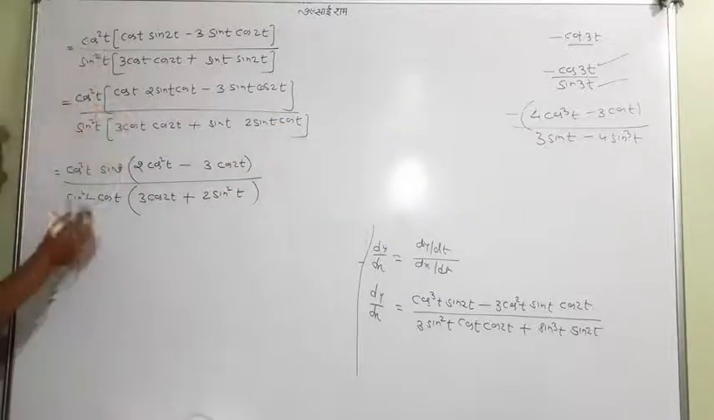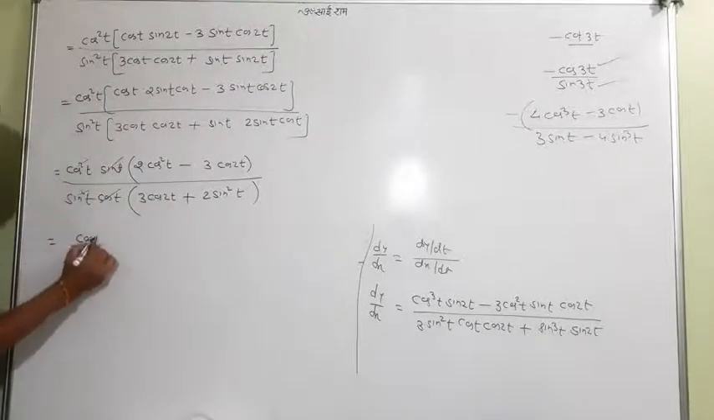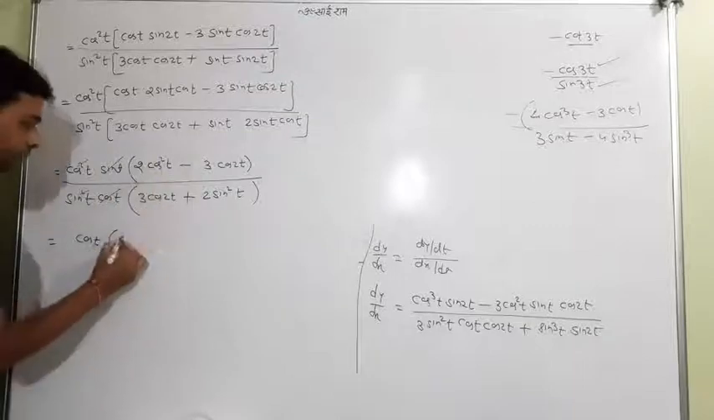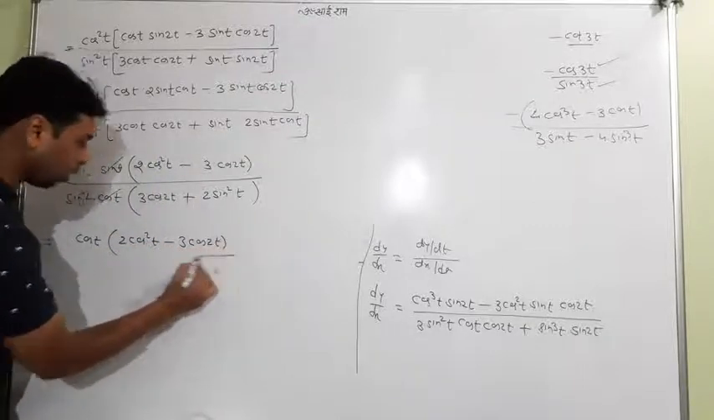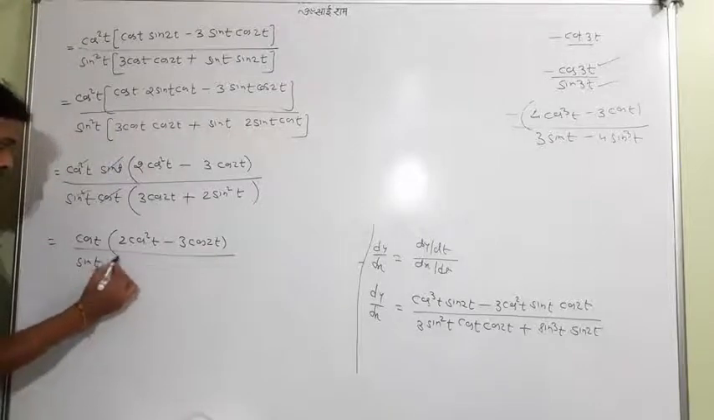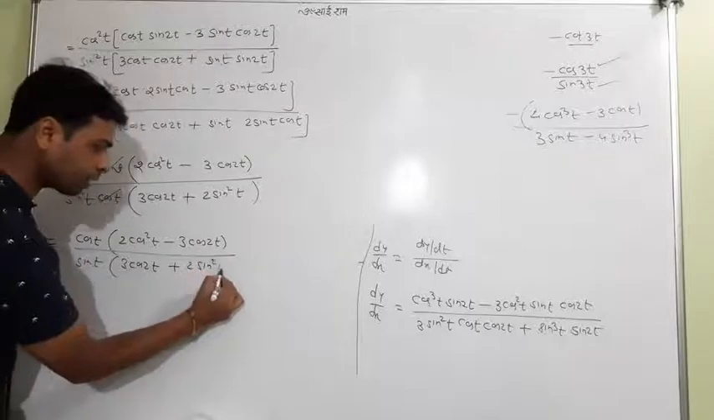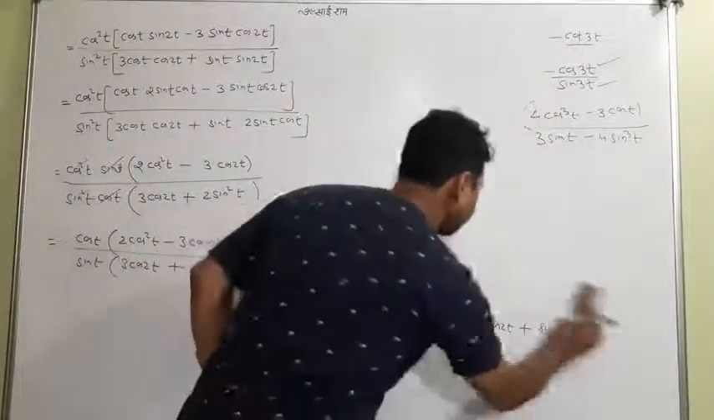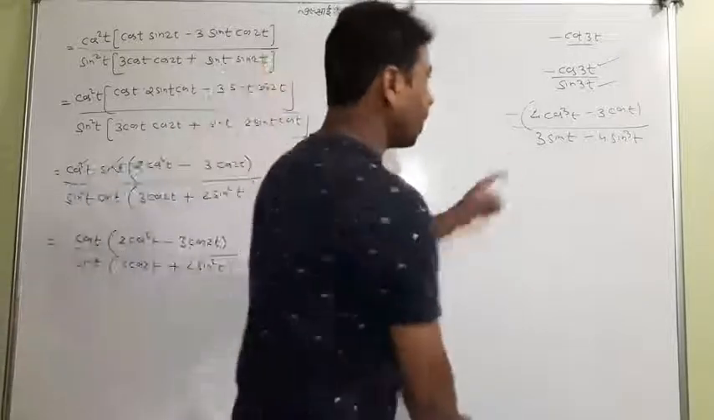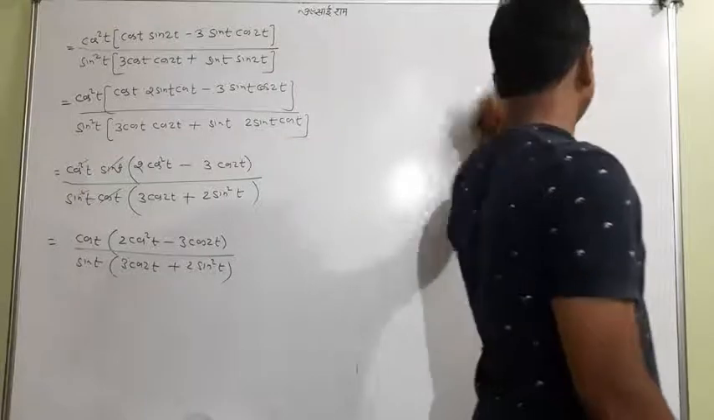So interesting things have come. Now cos and cos will cancel, sin and sin will cancel. So only cos t remains on this side, and the upper side has 2 cos square t minus 3 cos 2t, and the denominator side has sin t times 3 cos 2t plus 2 sin square t. What to do next? In a quick manner I would say, I want all the terms of cos in the upside and sin in the downside. Keep remembering, cos in upside and sin in downside.